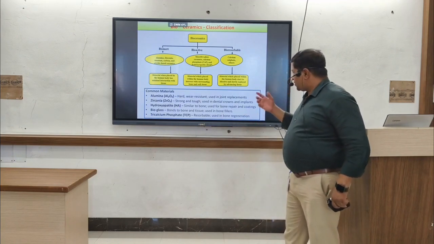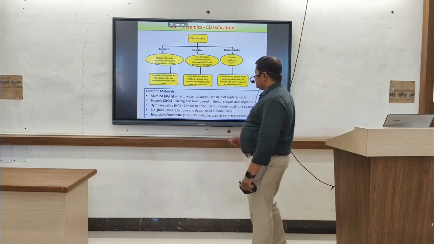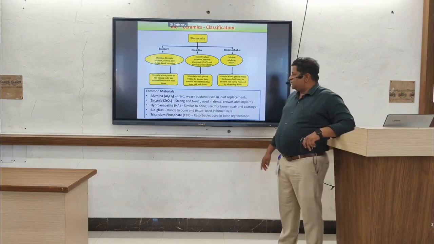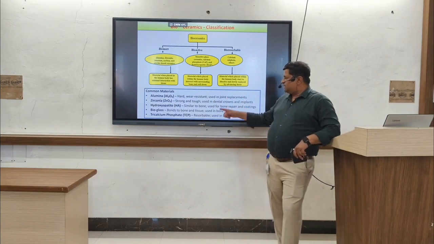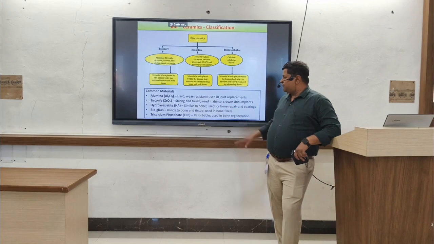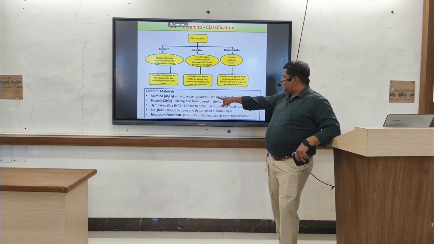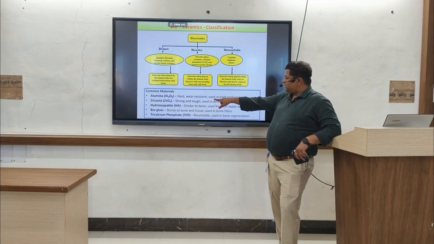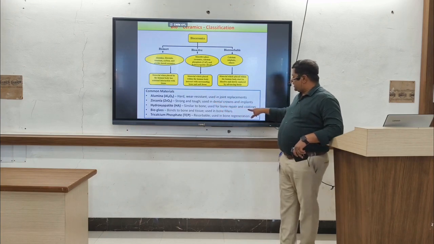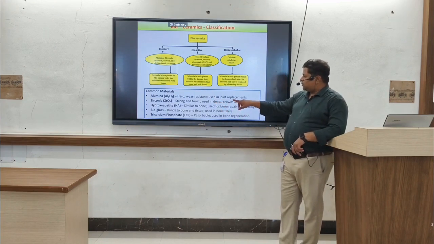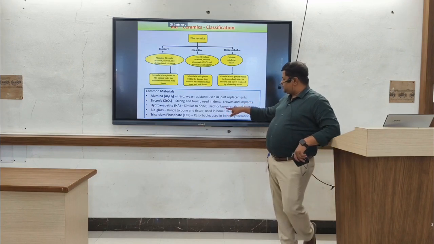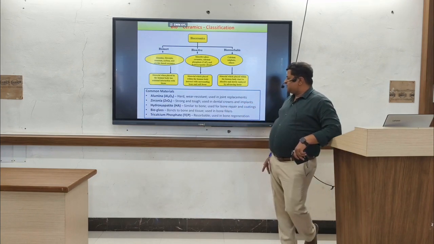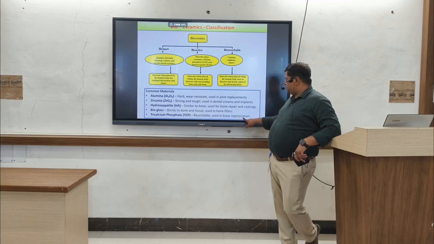Okay. So common materials are alumina, zirconia, hydroxyapatite, then bioglass, and then tricalcium phosphate. These are the materials. Again, one-line properties and uses are given. Alumina: hard, wear resistant, used in joint replacement. Zirconia: strong and tough, used in dental crowns and implants. Hydroxyapatite: similar to bone, used for bone repair and coating. Bioglass: bonds to bone and tissues, used in bone fillers. And tricalcium phosphate: resorbable, used in bone regeneration.